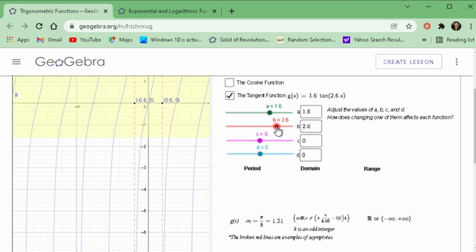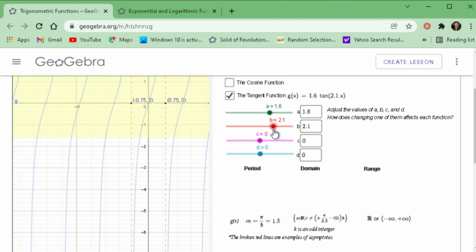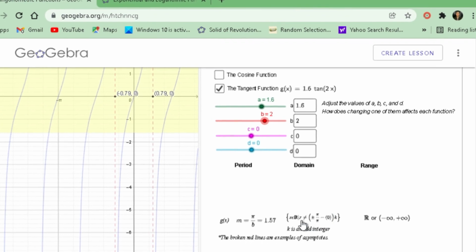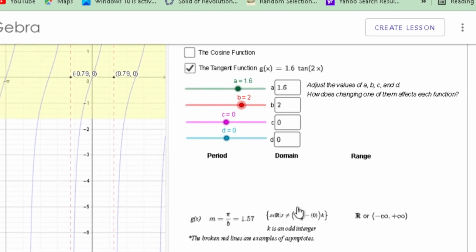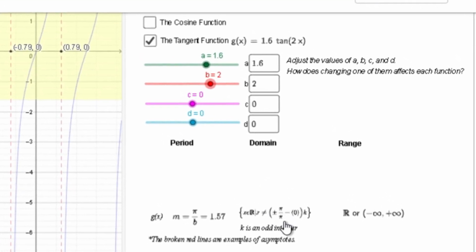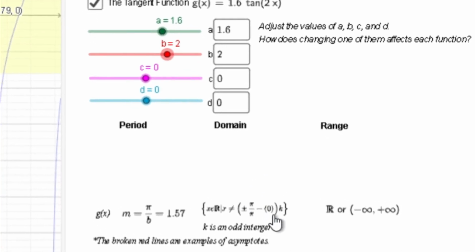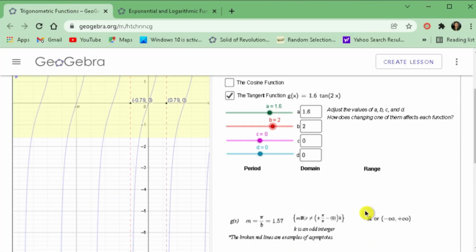but by B. If B is 2, eksakto natin ang 2. Then the domain is the set of all x, but x cannot be equal to plus or minus, what is pi over pi? That's 1. So 1 minus 0. 0 naman to k. The range is always the set of real numbers.